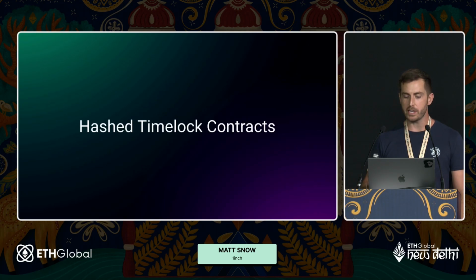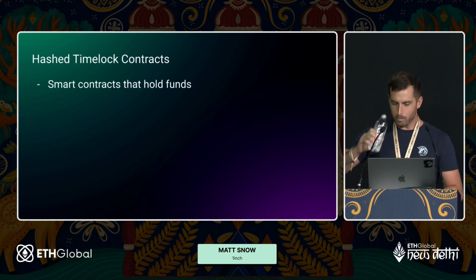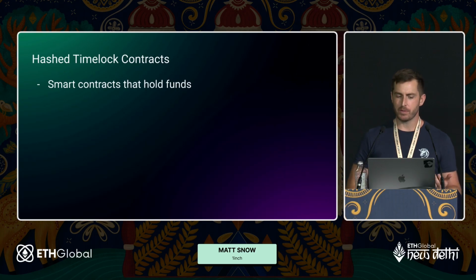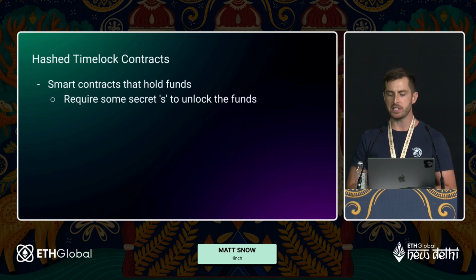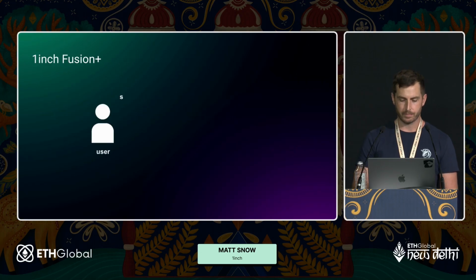So we needed a trustless system to facilitate this. This is where we introduced hash time lock contracts. This concept's been around for a long time. I think it was even mentioned in the Bitcoin white paper, but it hasn't really been used yet. Hash time lock contracts are essentially smart contracts that hold funds, and they require some secret S to unlock these funds. And they also expire after a set amount of time.